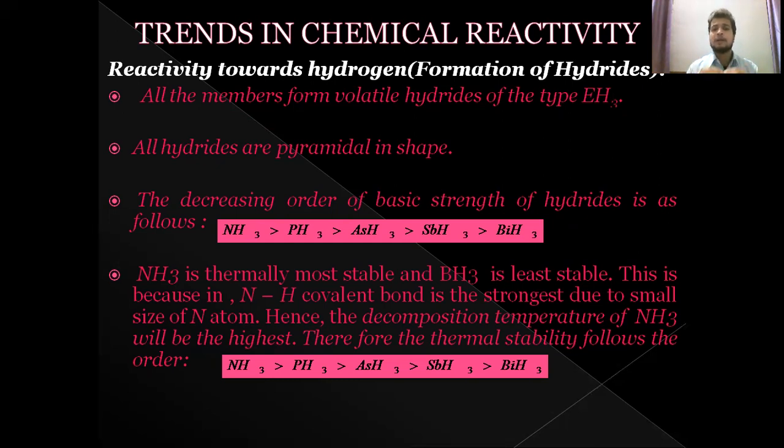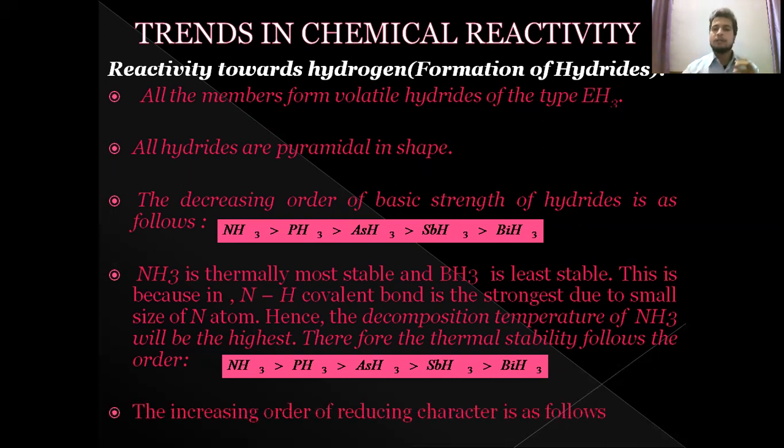But the same thing when you take bismuth and hydrogen bond, bismuth is very big, as a result of which the bismuth-hydrogen bond will be very long, as a result of which it will be breaking very easily. So when you increase the temperature, the thermal stability of BiH3 will be very less. It will be decomposing very easily. But NH3 will not be decomposing because of its shorter bond.